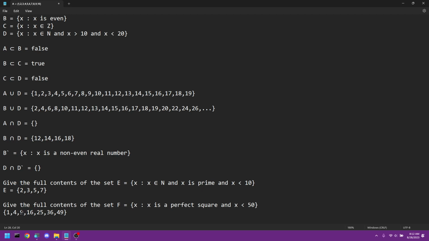So, with all that being said, oh, wait a minute. Let's correct our notation here. F equals.